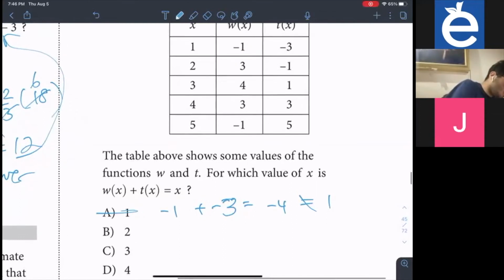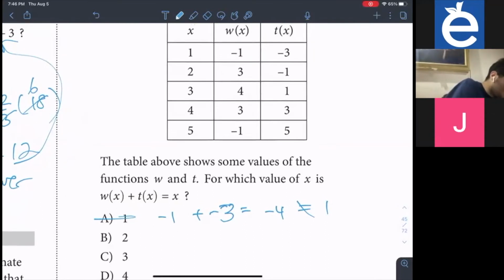Now let's do 2. w of 2 is 3 right here, and t of 2 is also -1.